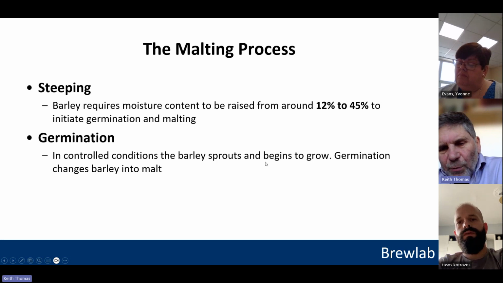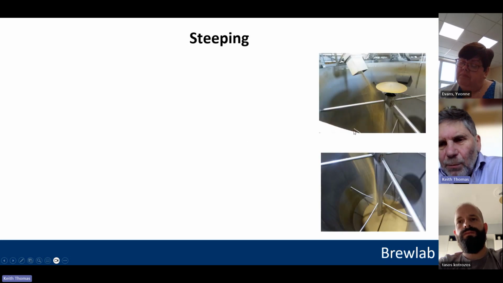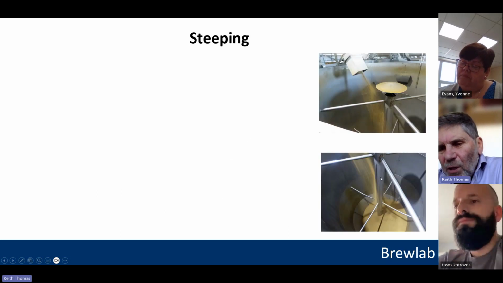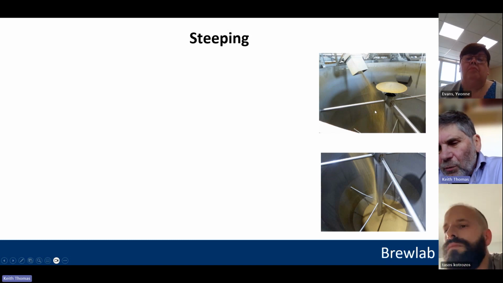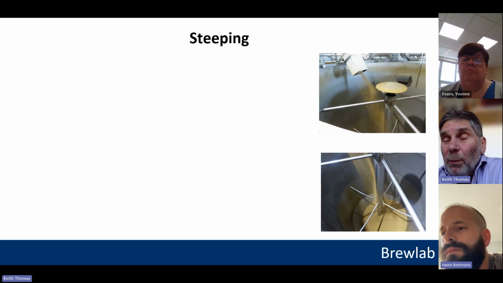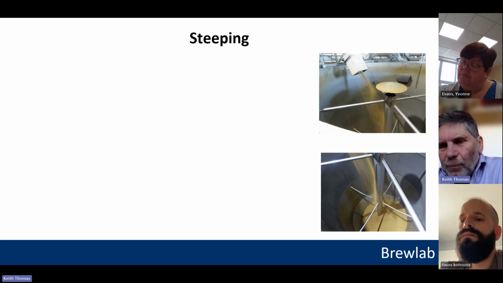Germination is a controlled condition where it sprouts and grows, and kilning is where we dry it. We'll come back to each of those specifications, but let's look at steeping. Here we've got steeping vessels. They are very large and will hold maybe 5, 10, maybe even 20 tons of grain, so they've got to be of large, heavy, really robust construction.